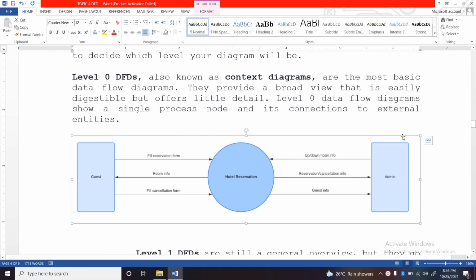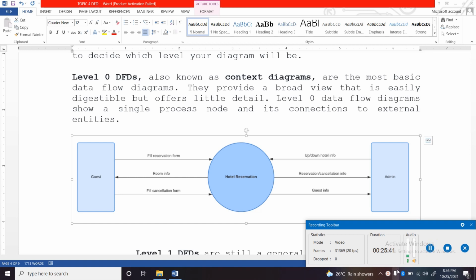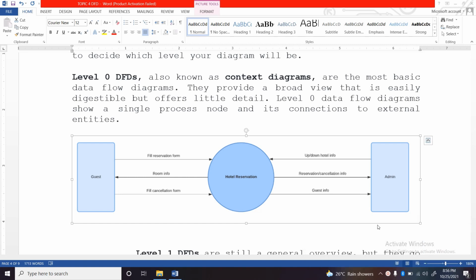The level 0 is the most basic because it's the first one, no? It is the most basic, and it requires a broad or general view. As you can see, it requires little detail. We only have a single process or node here, which is the hotel reservation, and we also have two external entities, the guest and the admin.